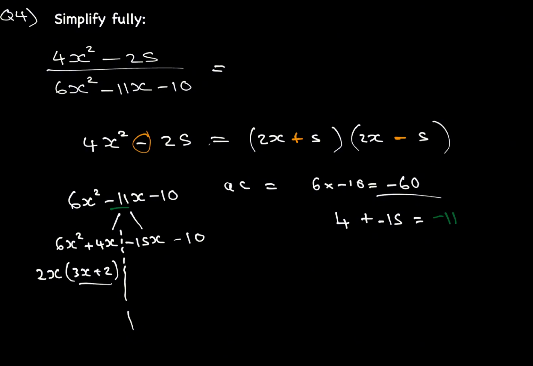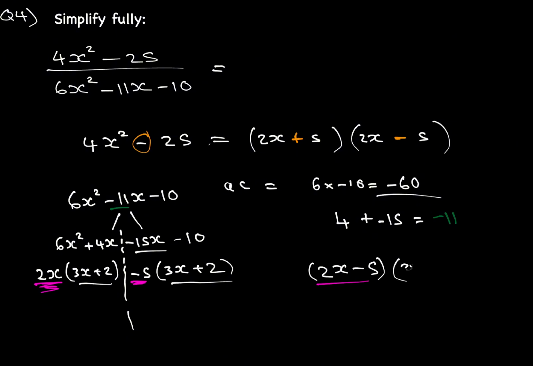So minus 15x minus 10, I can factorize out negative 5. Inside the bracket then, I should have 3x, times negative 5 gives me negative 15x, and positive 2 times negative 5 should also give me negative 10. As I said before, the inside of the bracket should have repeated. So now I've got 2x minus 5. This 2x and this minus 5, I've written it here. That's one bracket. And then the repeated bracket is the second one, so that's 3x plus 2.